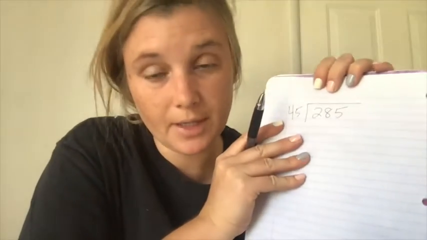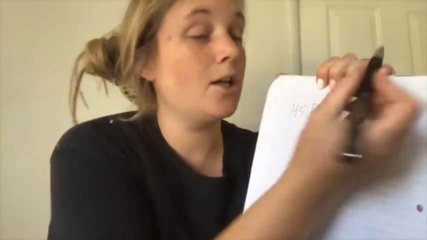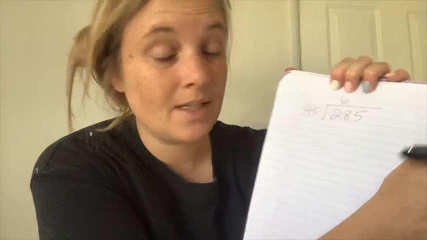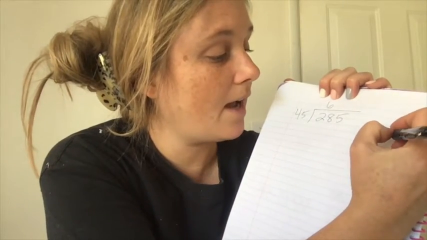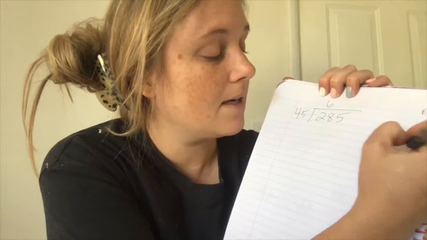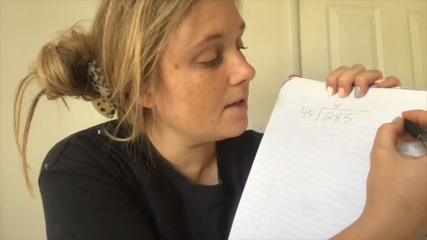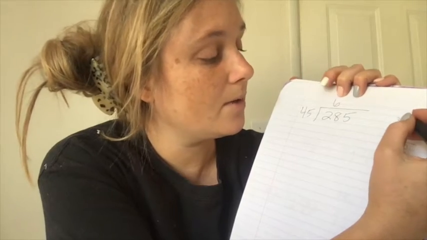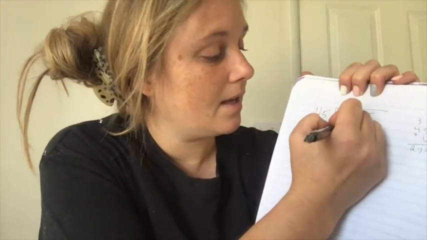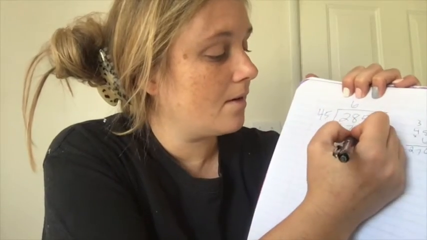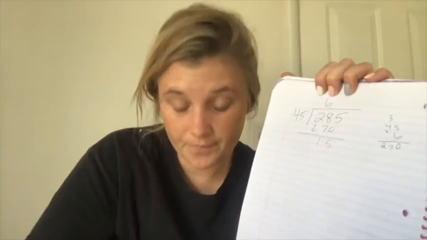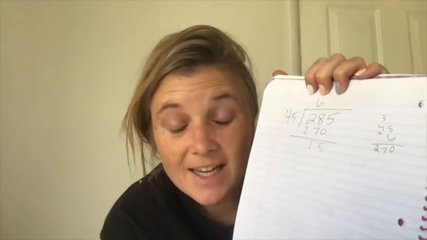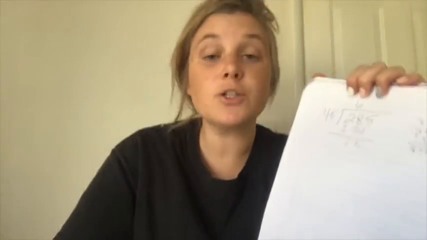How many times does 45 go into 285? I'm going to say it's going to go in 6 times. Now we go 6 times 45. 6 times 5 is 30. 6 times 4 is 24, 25, 26, 27. Okay. 15. Now, this is what we do when you're dividing numbers that are decimal problems. What you do with the remainder, you don't just write 6 with a remainder of 15. That's not what you do.